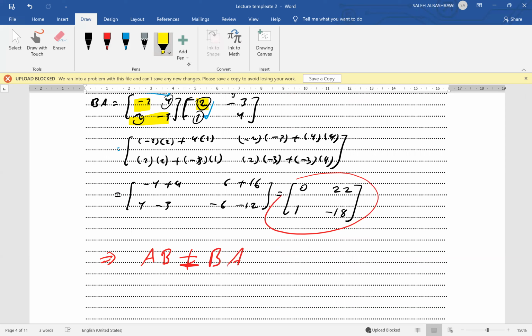So we have to be careful about the product of the matrices. A times B is not equal to B times A. So the product of the matrices is not commutative. We can write this is not commutative. So this is how to multiply two matrices.